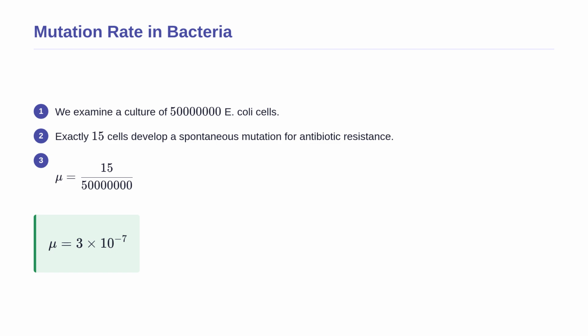We substitute 15 for m, our numerator, and 50 million for n, our denominator. Dividing these numbers yields 3 times 10 to the power of -7. This means that for every 10 million bacterial cells, we expect to see about 3 spontaneous mutations for this specific trait. This incredibly low number highlights just how efficient the cell's DNA proofreading mechanisms are under normal conditions.